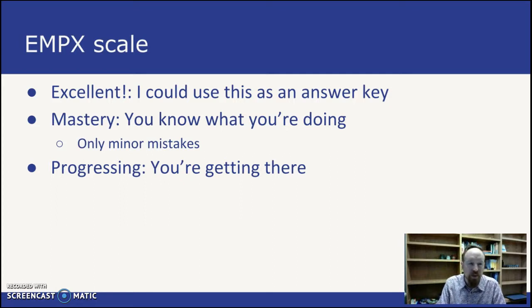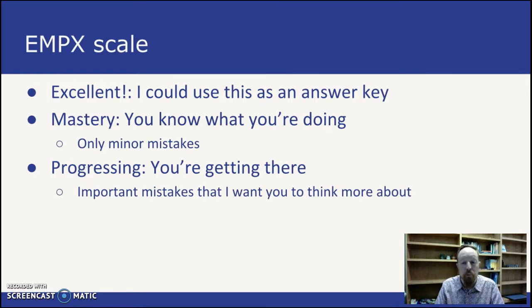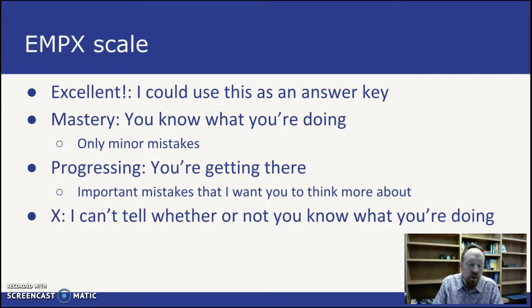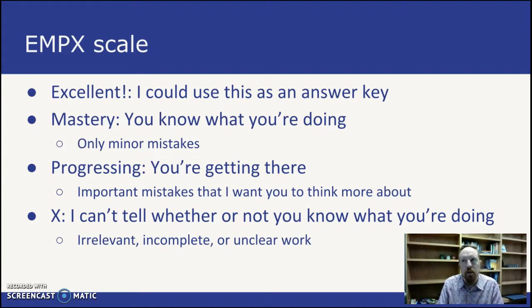The next mark is called progressing. That's the P. The idea is that you're getting there, you're on your way, but maybe there are some important mistakes, something less basic than 2 plus 2 equals 5 or whatever. Something important that really shows me that you haven't completely thought your way through what you're doing yet, and I'd like you to think more about it. And then finally, there's X, which is there's not enough evidence for me to tell whether or not you know what you're doing. So maybe your work is incomplete. Maybe it's just too unclear for me to grade. Maybe it's irrelevant, something like that.